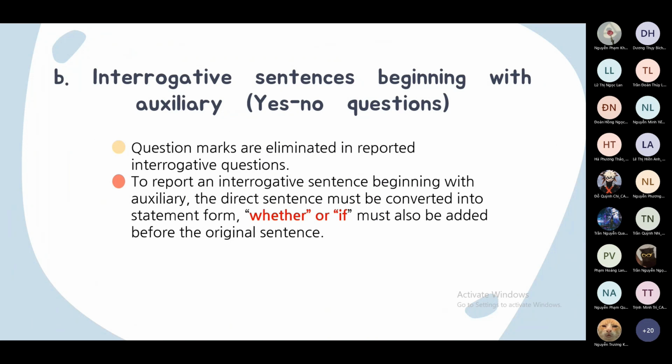Second, the last type of sentence is interrogative sentences beginning with an auxiliary, which can also be called yes-no questions. Question marks are eliminated in reported interrogative questions. To report an interrogative sentence beginning with an auxiliary, the direct sentence must be converted into statement form. Whether or if must also be added before the original sentence. Here are some examples.